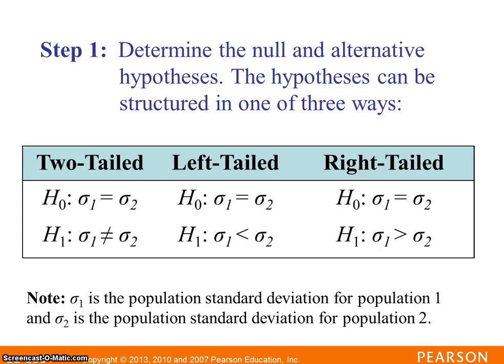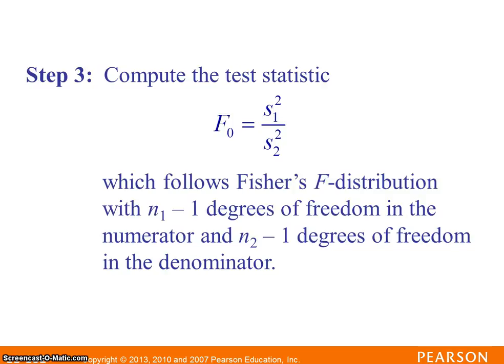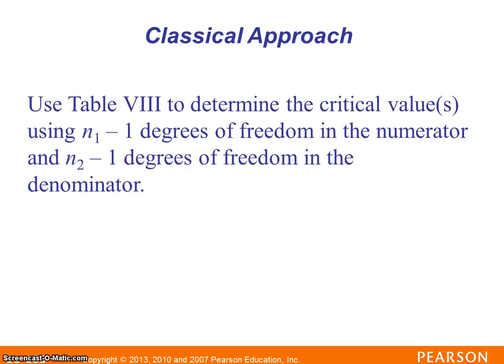Again, we can have three kinds of tests: two-tailed, left-tailed, or right-tailed, just as before. Then select a level of significance alpha based on the seriousness of making a type 1 error; alpha will typically be given to you. Compute the test statistic, and then use table 8 to determine the critical values, again with the appropriate degrees of freedom. And remember, the degrees of freedom of the numerator should be along the top, and the degrees of freedom of the denominator will be along the side.